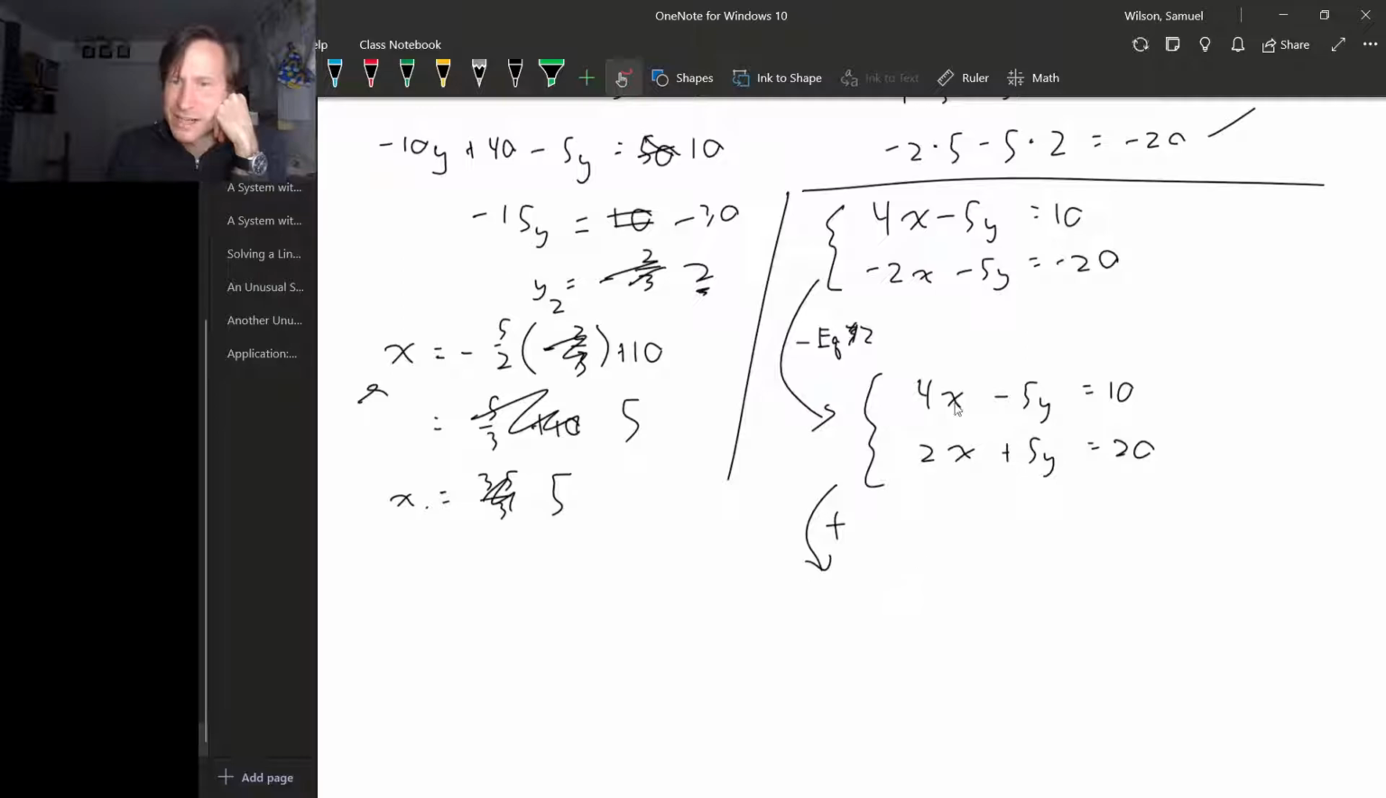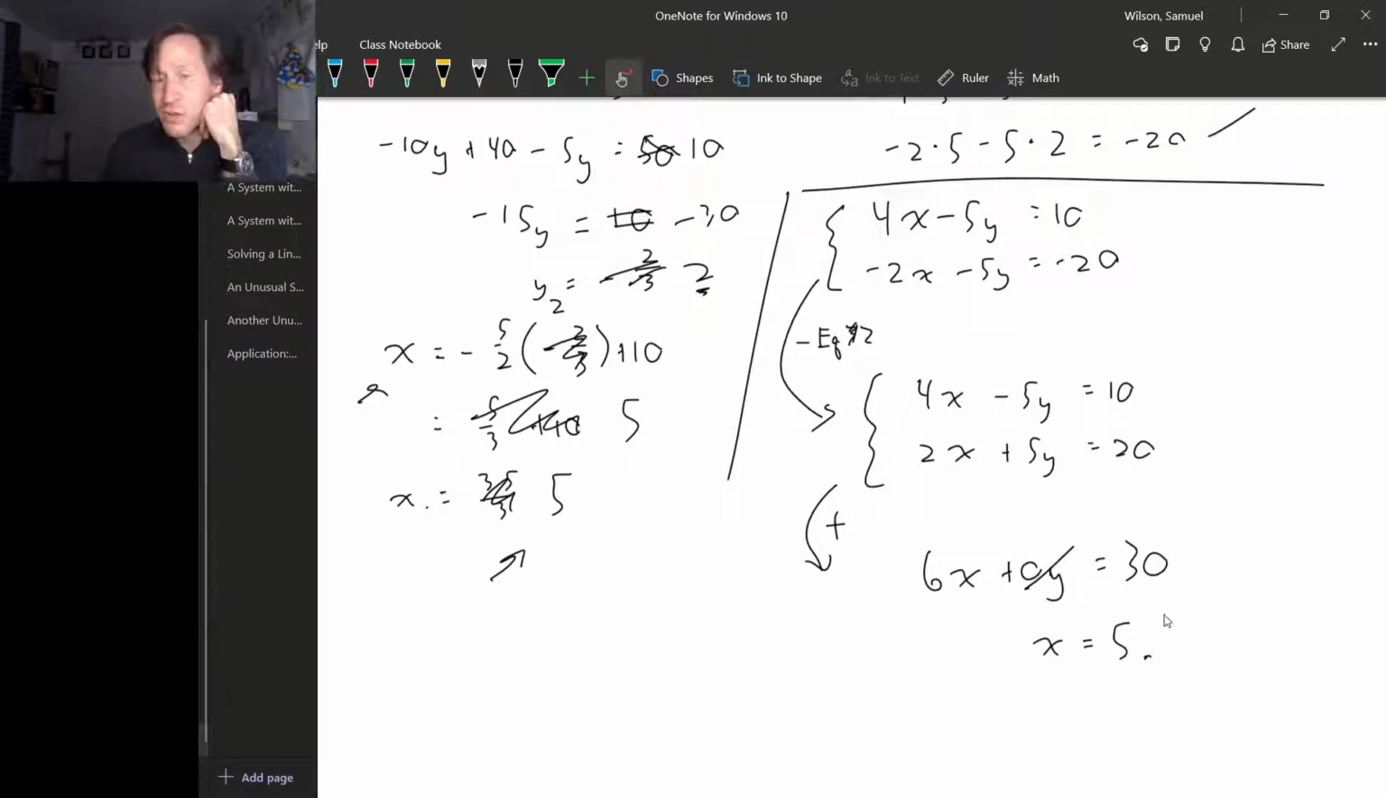We're going to get, let's see, for our x's. So when I say add the equations, what I mean is we're going to add the left-hand sides and add the right-hand sides. So on the left, we get 4x plus 2x is 6x. And then negative 5y plus 5y, that's 0 times y, right? So there aren't any y's left. And then on the right-hand side is 30. And now we can divide by 6, and x is 5, right? That's looking good because we know that x is supposed to be 5.